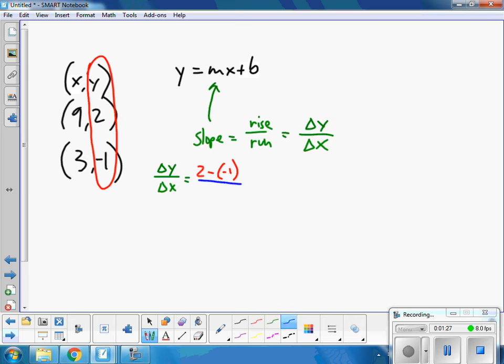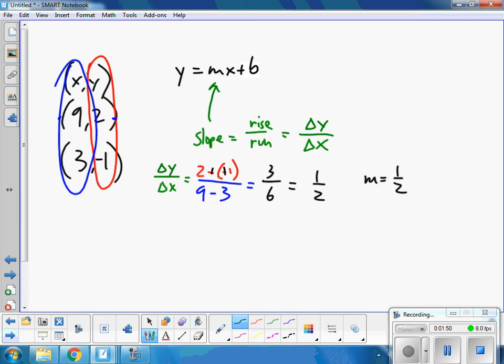Now I'm going to look for the change in x, which are these guys. Because I started with the 2 here, I have to start with a 9. I have to start with the same coordinate. 9 minus 3. Now, 2 minus -1 is the same as adding, so that's 3. 9 minus 3, which is 6. And I simplify that, and that's 1/2. So I have found that my slope is 1/2.